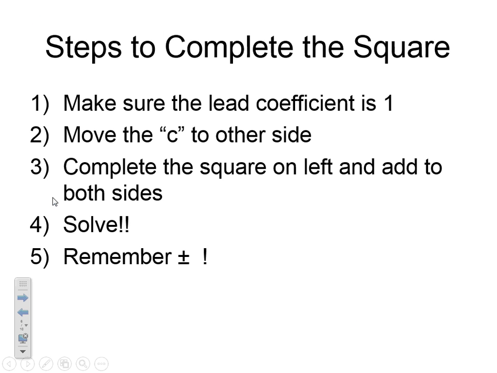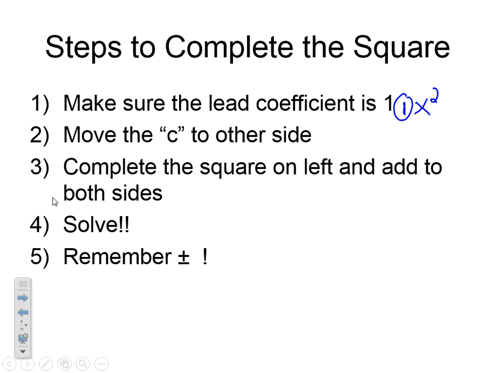Alright, here we go. This first slide, you guys, is just a step-by-step of how we are going to complete the square. So make sure you get this written down. It's going to be very helpful for the next four examples we're going to do today. First thing, make sure the leading coefficient is 1. So whatever's in front of the x squared should be a 1. If it's not, we need to make it a 1.